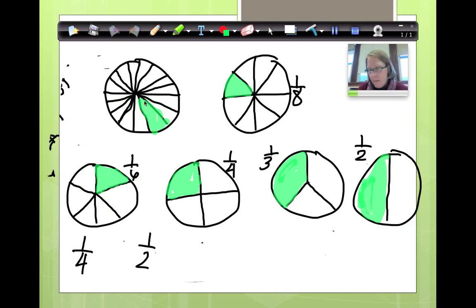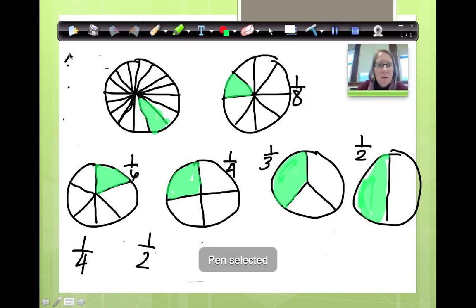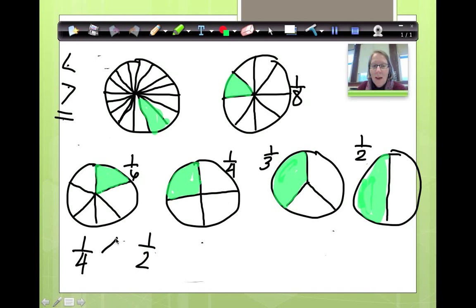Alright. Now you can choose between less than, greater than, or equal. So, 1/4 and 1/2. Looking at the pictures, what symbol do you put? You would put a less than, because 1/4 is smaller than 1/2. 1/4 is less than 1/2. Okay, oops, this was 1/16. I erased that, didn't I?